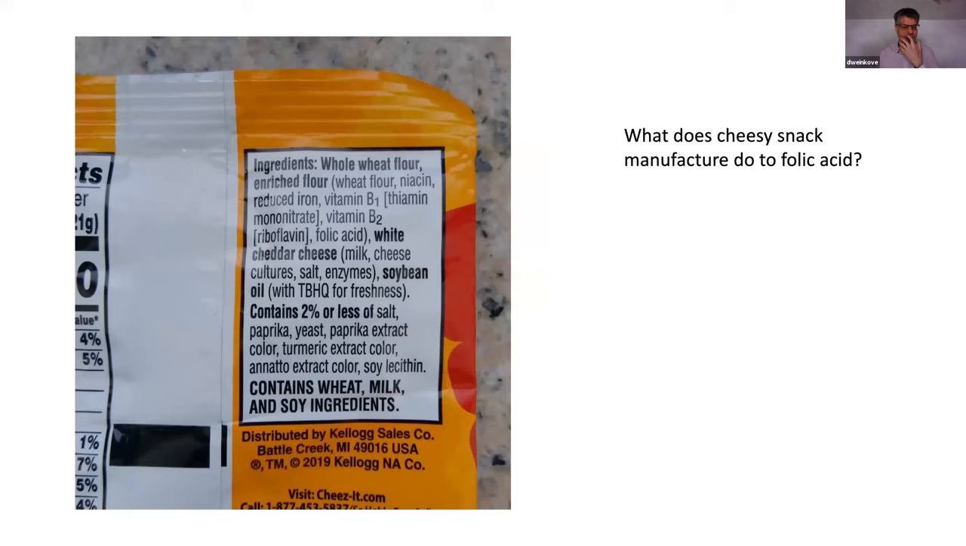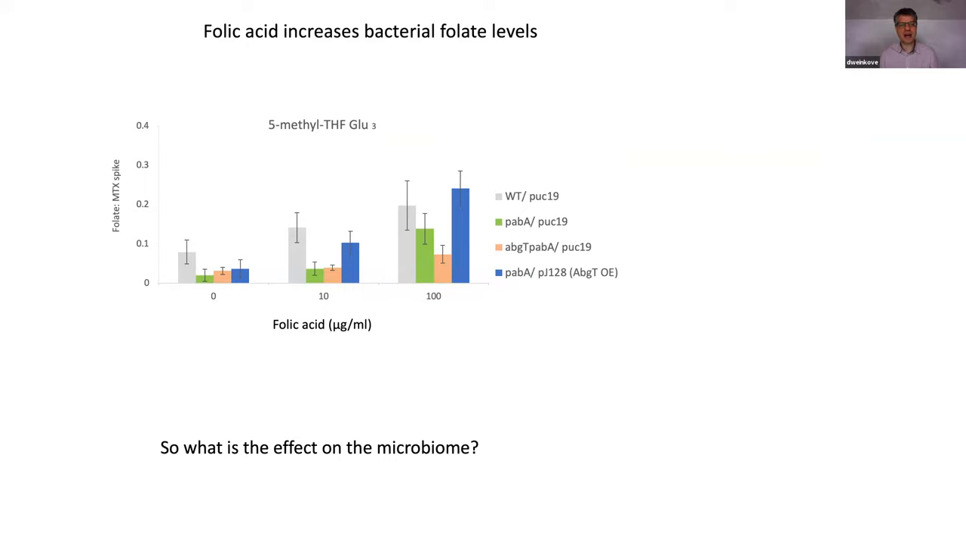This is a snack that I had on the plane to the US last year. And I noticed, as many of you know, that in the US, folic acid is put into lots of different things, including these cheesy snacks. And you'd imagine that there's bound to be plenty of breakdown in the manufacture of these snacks. And one thing that we found was that folic acid increased the folate levels in bacteria. It was through this ABGT route, but it was quite interesting the effect it had. So it would be interesting to know what the effect is on the microbiome. And that's something that we're looking into now with a collaboration.